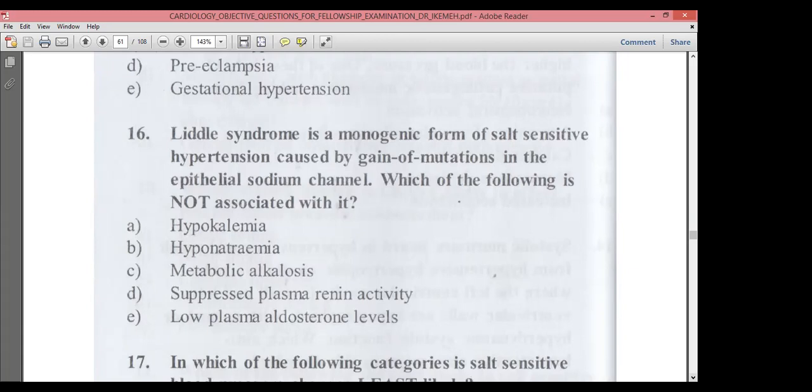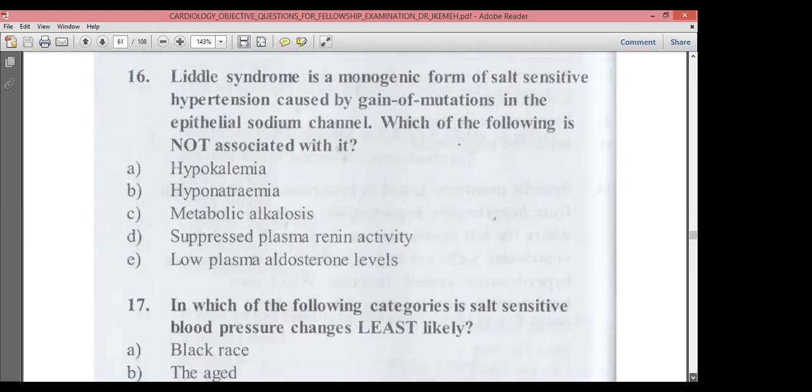So looking at the options, they say which one is not associated with Liddle syndrome. So hypokalemia, of course, is there. Hyponatremia, false, because they are retaining sodium, so that would be the false one. Metabolic alkalosis could be a presentation. Suppressed plasma renin activity, of course, because of the sodium retention that is happening, and low plasma aldosterone level are features. So the odd one there is the hyponatremia; it is hypernatremia instead. All right, any comments?